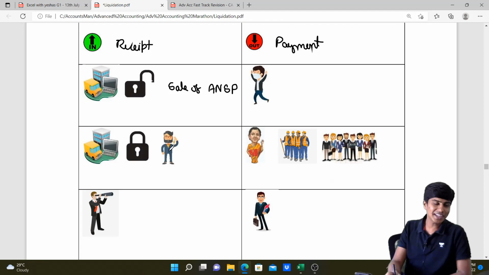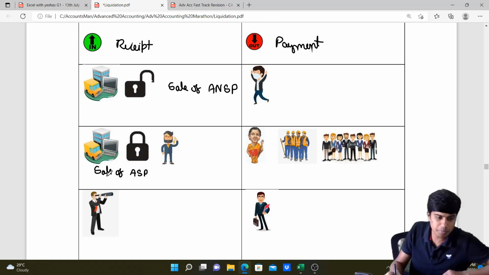So what do we write here? We'll write sale of assets specifically pledged minus secured creditors. After doing both of which, we'll be left with surplus on sale of assets specifically pledged. This surplus on sale of assets specifically pledged plus sale of ANSP is the money that we'll be collectively using to make all of these payments.